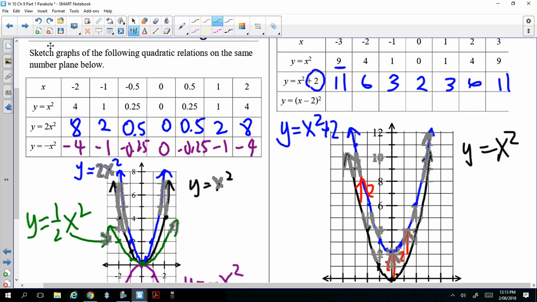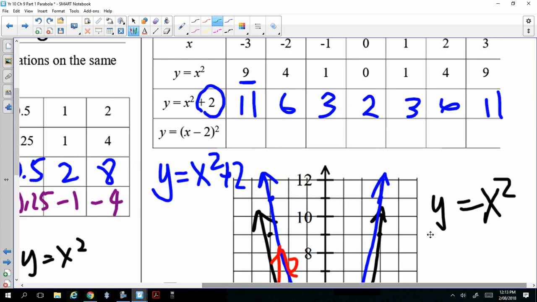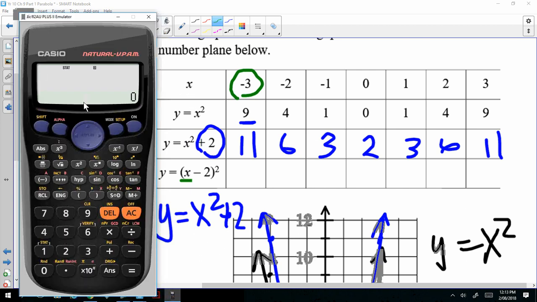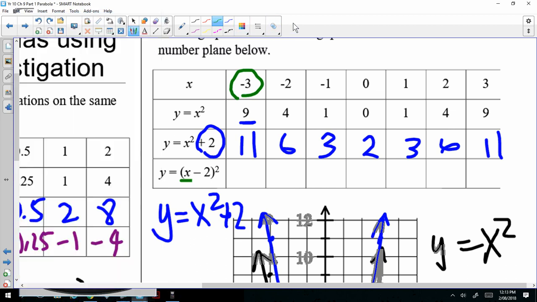So you can't rely on 9. You have to substitute -3 into x, and let's do that on a calculator. So put -3 into x: bracket -3 minus 2, close bracket, square, equals 25. Okay, and do another one.